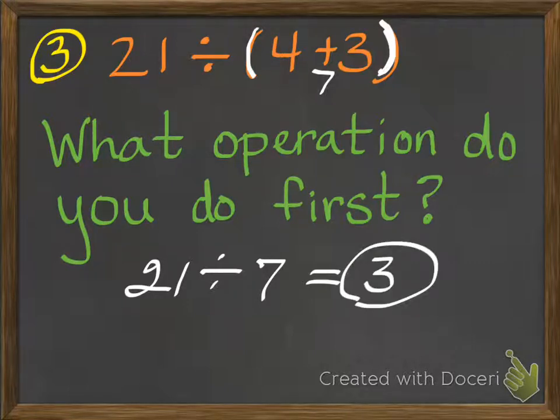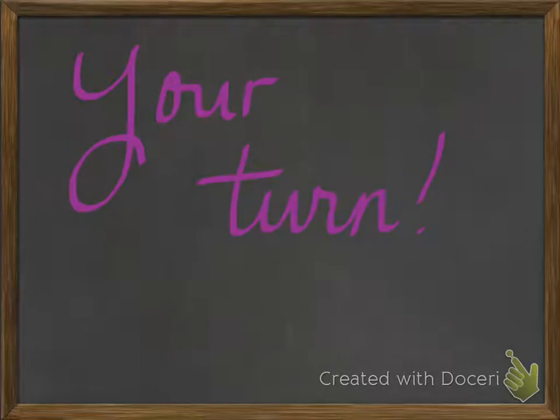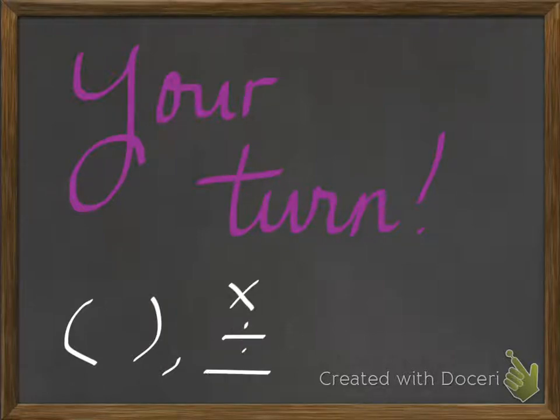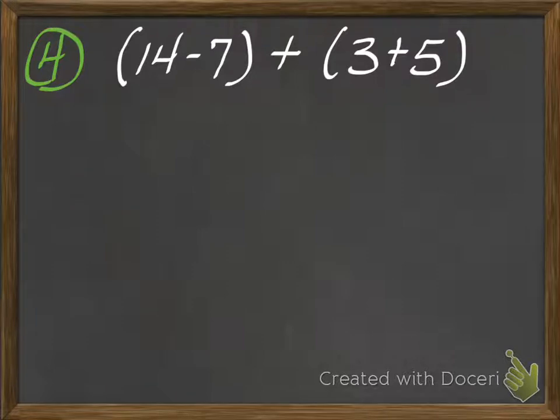Okay, now your turn. So you're going to figure out what goes first using the order of operations. Don't forget, first you do parentheses, then you do multiplication and division in order from left to right, and then you do addition and subtraction in order from left to right. Okay, here we go. Number 4. 14 minus 7 plus 3 plus 5. Go ahead and try it. Solve it.